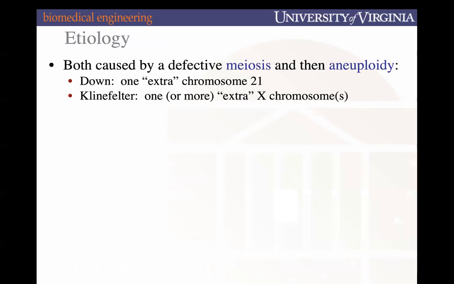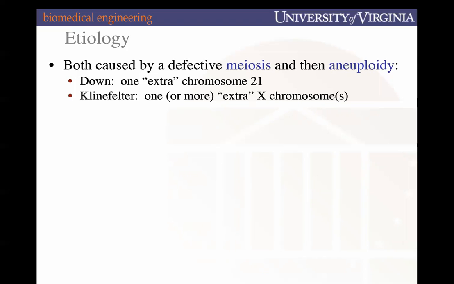So for etiology, both of these are caused by defective meiosis and aneuploidy. So meiosis is, I hope we'll get the chance to talk about it. I don't know if we will, but mitosis is basically cell cycle progression, cell proliferation. Meiosis is that specifically for eggs, for an egg and a sperm.